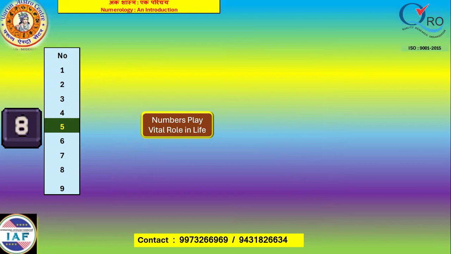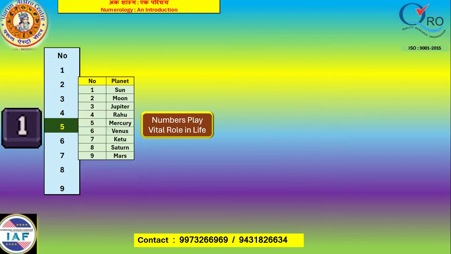Between 1 to 9, the number 5 is in the middle, so it balances all the numbers preceding and succeeding it. All these numbers 1 to 9 are ruled by some planets: 1 is ruled by Sun, 2 by Moon, 3 by Jupiter, 4 by Rahu, 5 by Mercury, 6 by Venus, 7 by Ketu, 8 by Saturn, 9 by Mars.